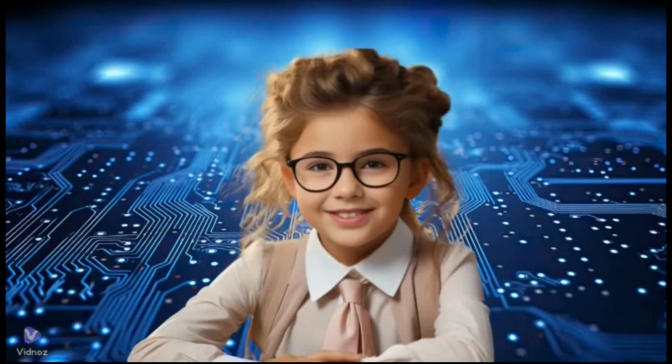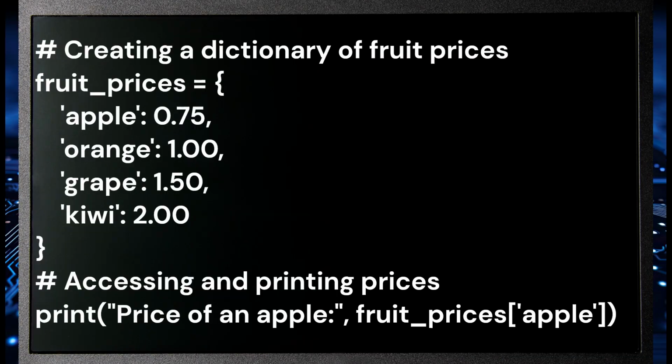To access a value in a dictionary, we use its key inside square brackets after the dictionary name. Let's see an example. Here, we've accessed the value of the key apple in the dictionary fruit_prices. The code will print the value 0.75.